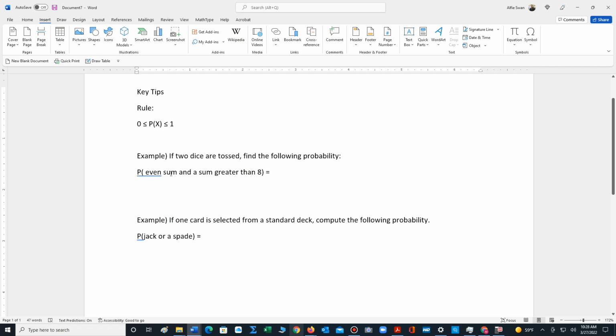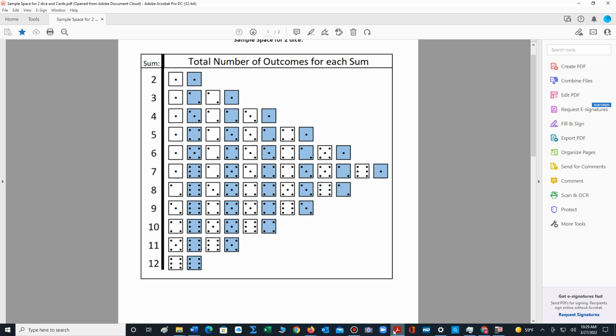Now let's go back to the question. It's saying an even sum and a sum greater than 8. When we see the word "and," you're thinking of all the outcomes that have both of these properties. So greater than 8 informs us that it has to be the sums 9, 10, 11, and 12. But with the stipulation of "and even," that means we only focus on those sums that are even.